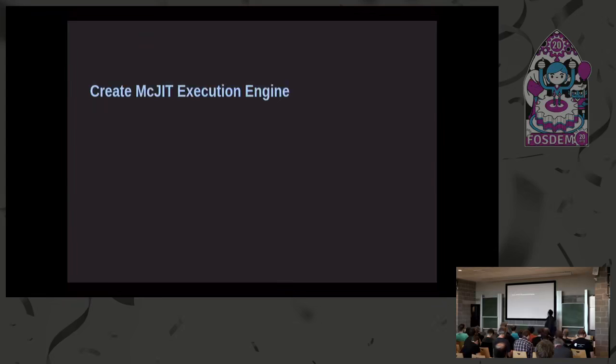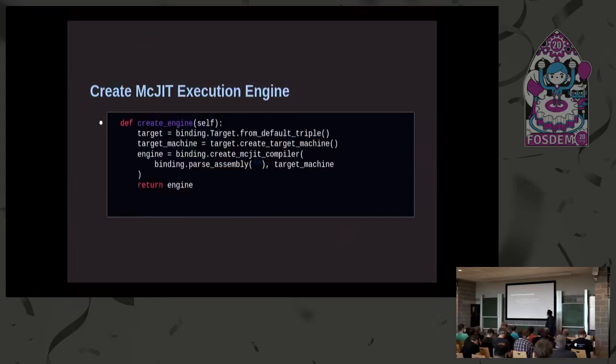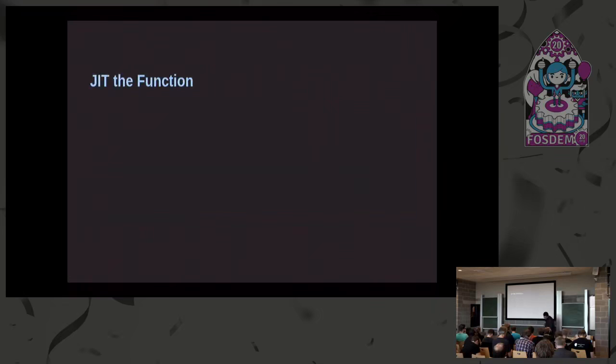The fun part is creating an execution engine. We will create a default triple target that's configured with LLVM and create a target machine. In creating the target machine, you can specify the optimization level or anything you want. Then we will create the execution engine, which takes a bootstrapping assembly. We don't have anything to bootstrap, and a target machine, and we will return the machine engine.